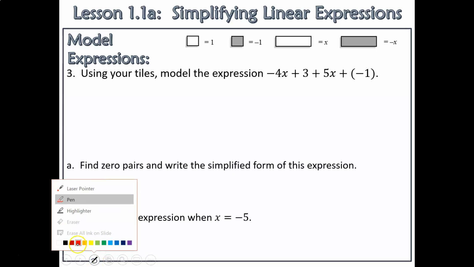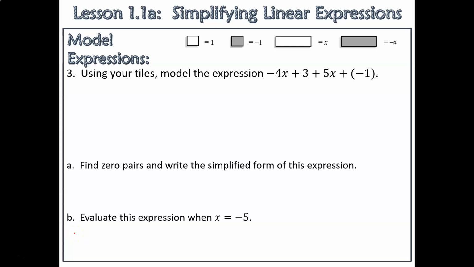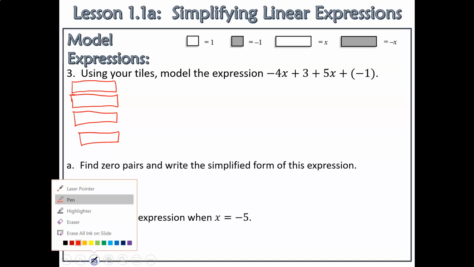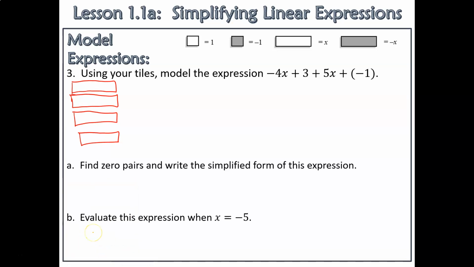And I'm going to draw them in color so you can kind of see them better. So I'm going to line them up. My x's, remember, are the rectangles, and this is negative, and we have 4 of them. So here's 1 rectangle, 2, 3, 4. Okay, those are your 4 x's. Then I have positive 5x. So I'm going to line them up right next to the negative ones so that we can cross out our 0 pairs.